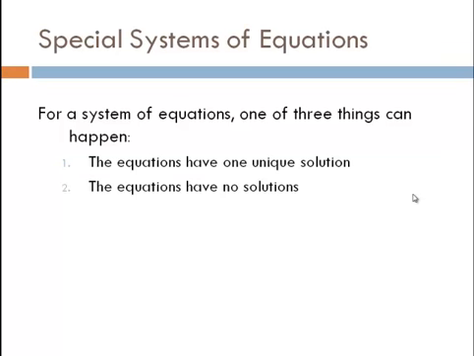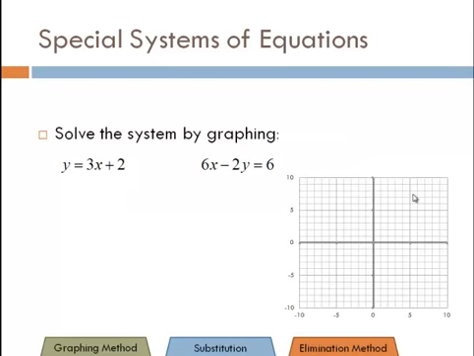One thing that can happen is that the systems actually have no solution, that there is no pair of numbers that makes them true. And alternatively, it's possible to have lots of different solutions. So let's look at a system that has no solutions and see what happens when we try to solve it using our three techniques. So let's start by solving this system by graphing.